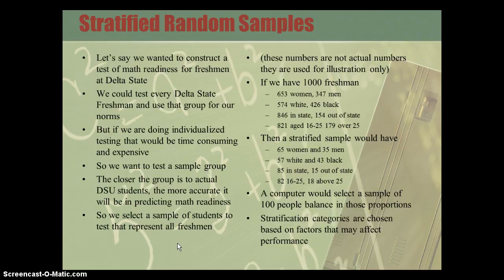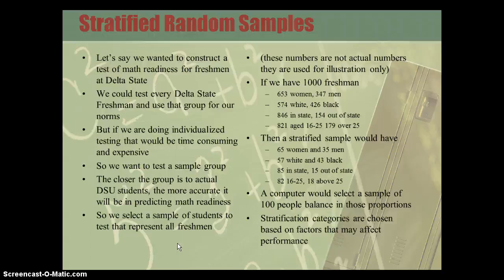So when we talk about stratified random samples, here's what we're talking about. Let's say we wanted to construct a test of math readiness for freshmen at Delta State. We could test every Delta State freshman. But if we're doing individualized testing, that would take a lot of time and it would be very expensive. So what we do is we test a sample group. The closer the group is to actual DS students, the more accurate it would be in predicting math readiness.